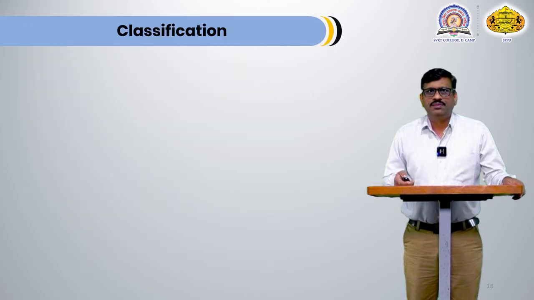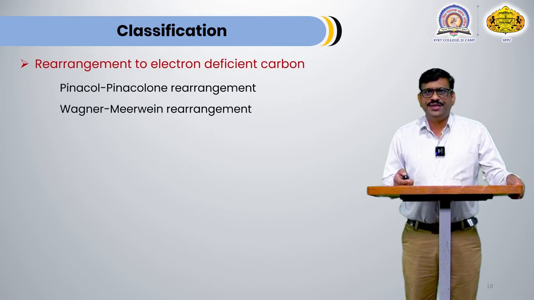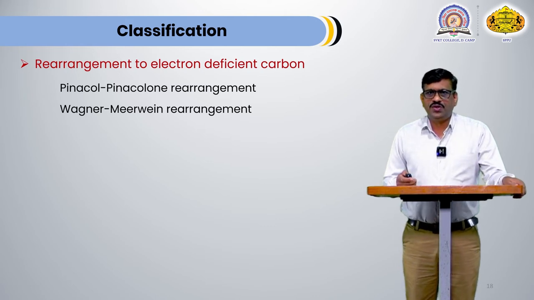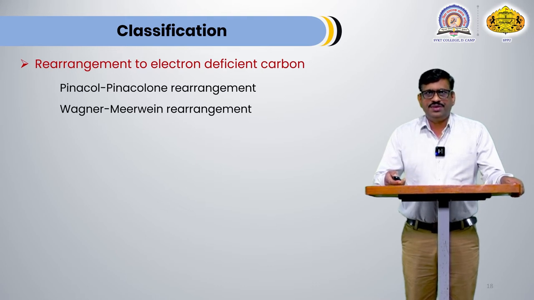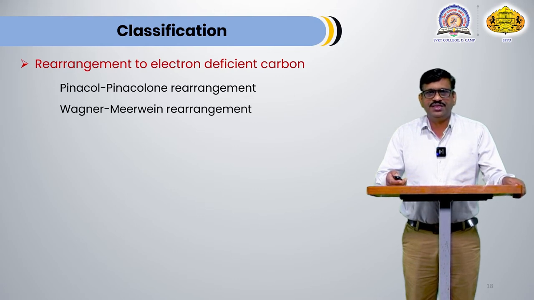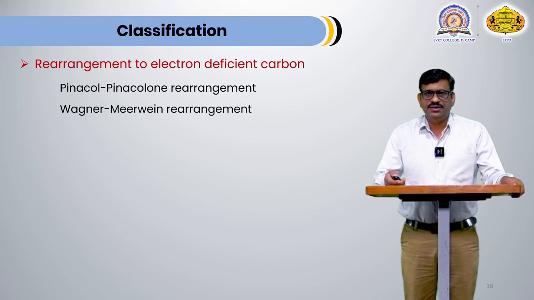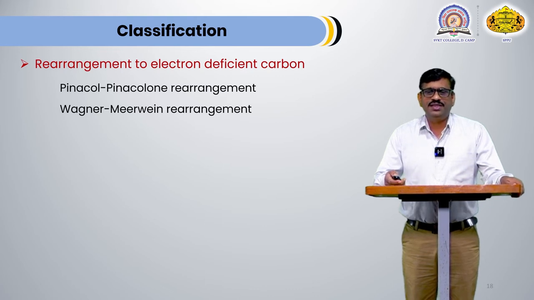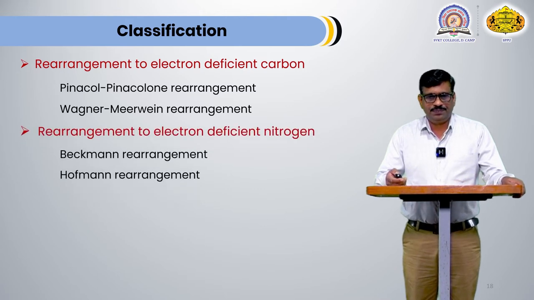Let's see the classification of rearrangements. The first type of rearrangement is rearrangement to electron deficient carbon. The pinacol-pinacolone rearrangement is an example of this type. In this rearrangement, a carbocation is the intermediate and there is migration of an alkyl group, aryl group, or hydride. Sometimes there is migration of a bond also. This is called rearrangement to electron deficient carbon.